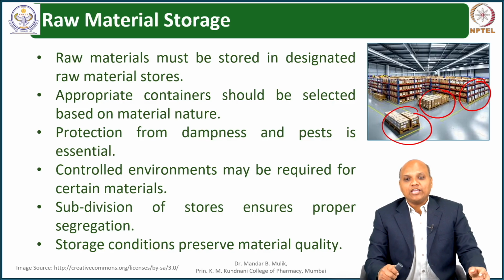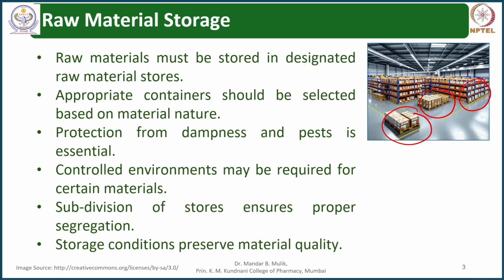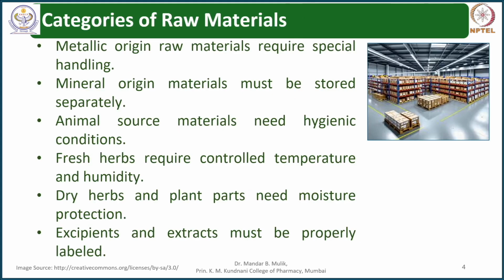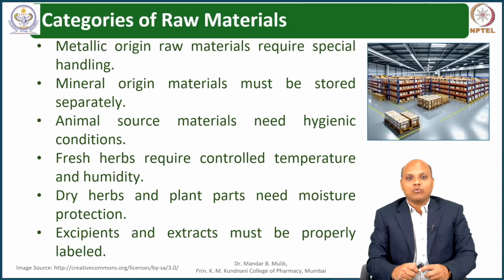Subdivision of store ensures proper segregation. Storage conditions prevent deterioration and preserve material quality. Category of raw materials. Metallic origin raw materials require special handling. Metallic origin means a raw material which consists of the earth metals, calcium, potassium, sodium, etc. Mineral origin material must be stored separately.